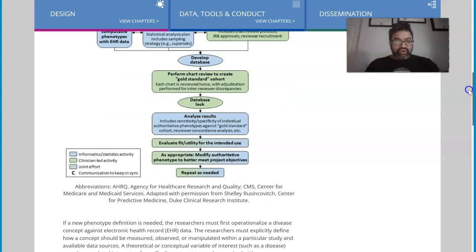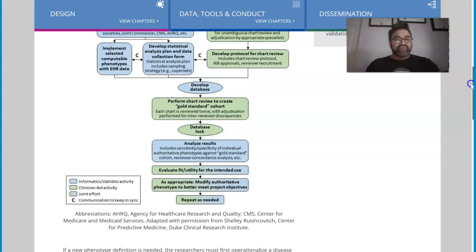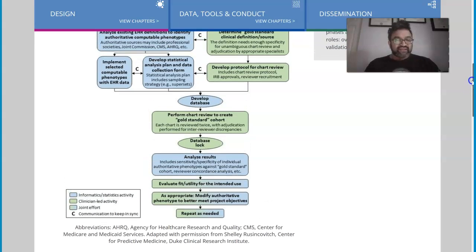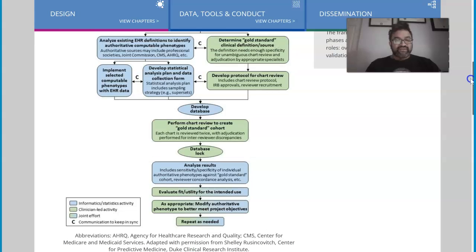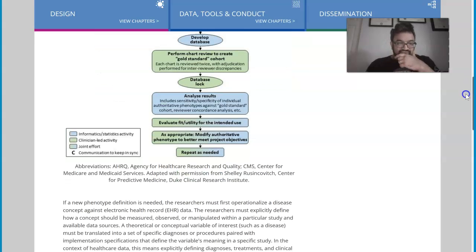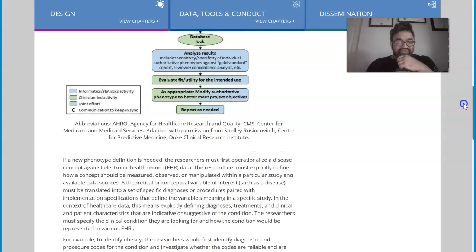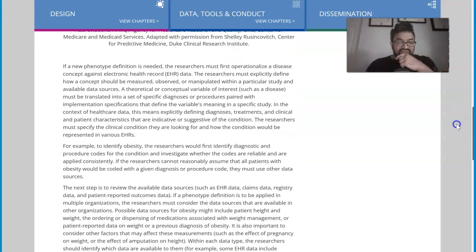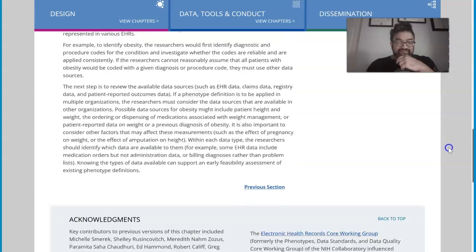So all of this is a combination. What I'm trying to show you here is that all of this is a combination of informaticians and clinicians, where it's a joint effort. And so providing this sort of research allows for this joint effort to take place.